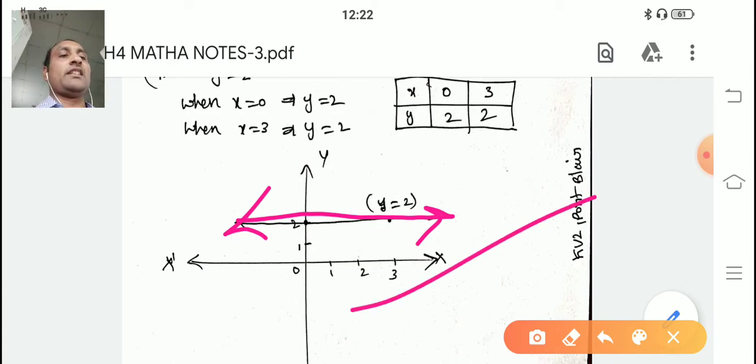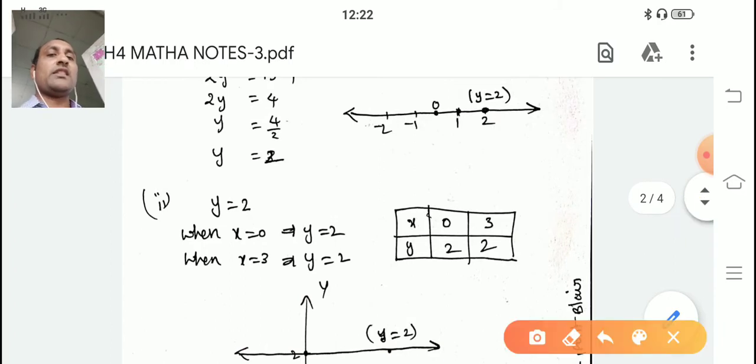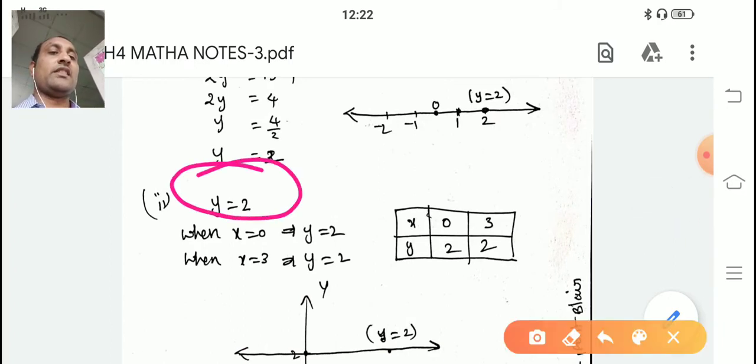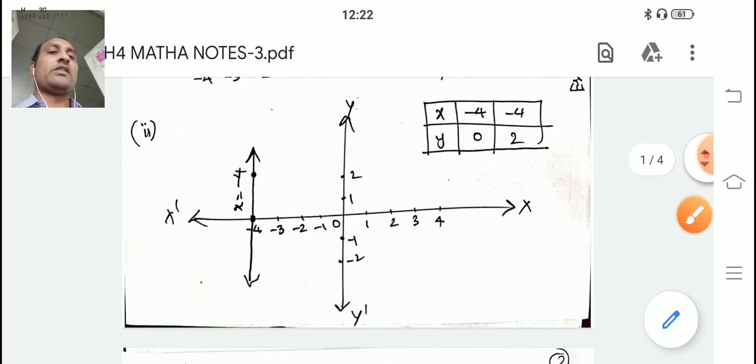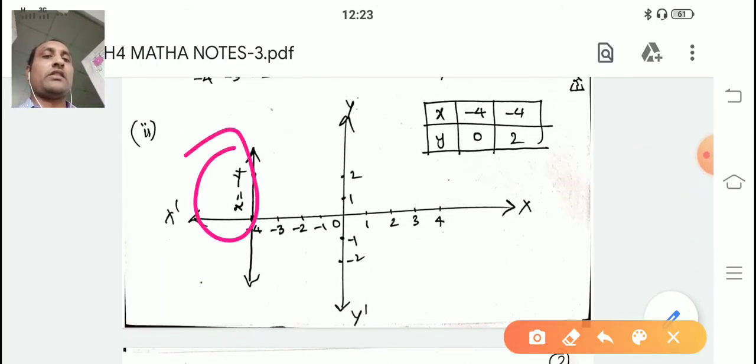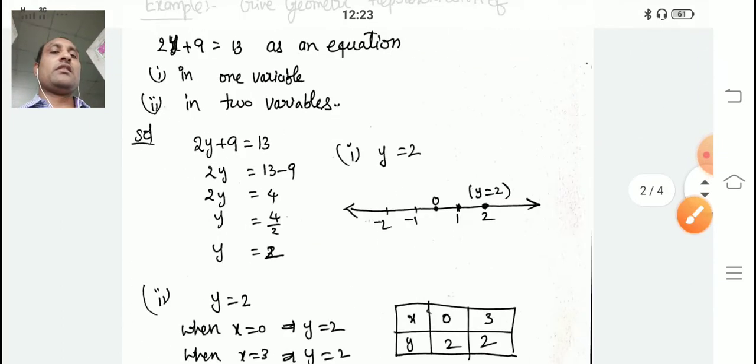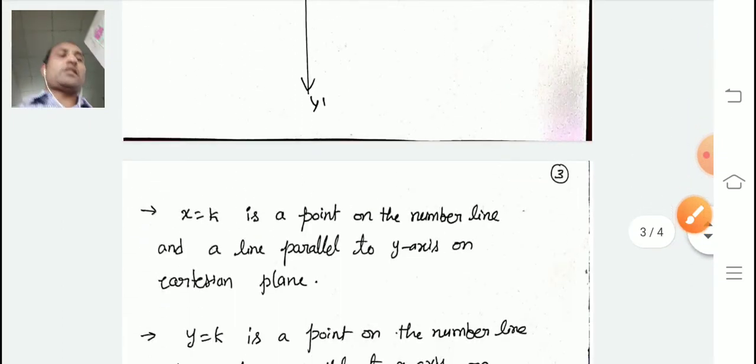From this you understand that y is equal to constant is a line parallel to the x axis, and x is equal to constant is a line parallel to the y axis. Have you seen this? Right. Next, some explanation about this.